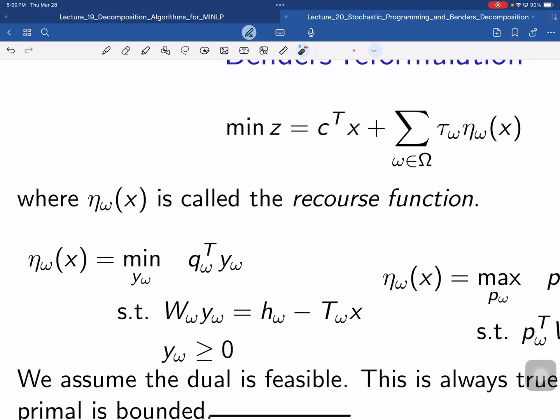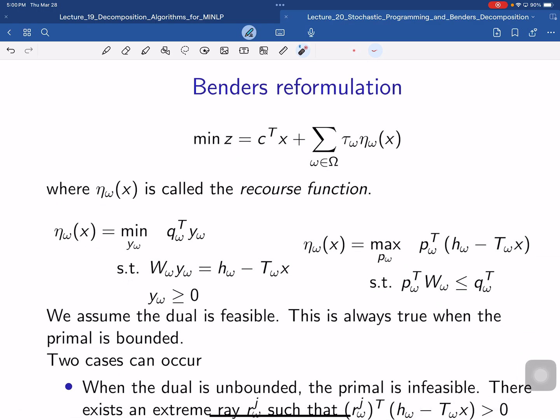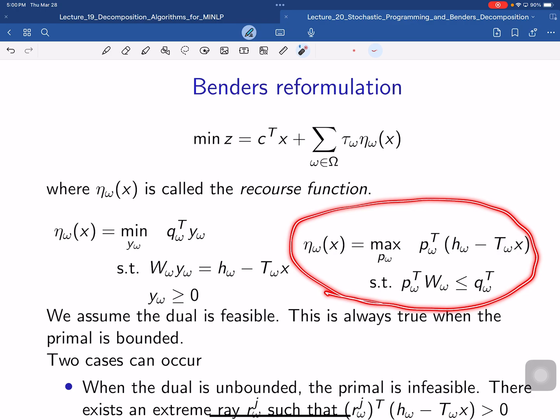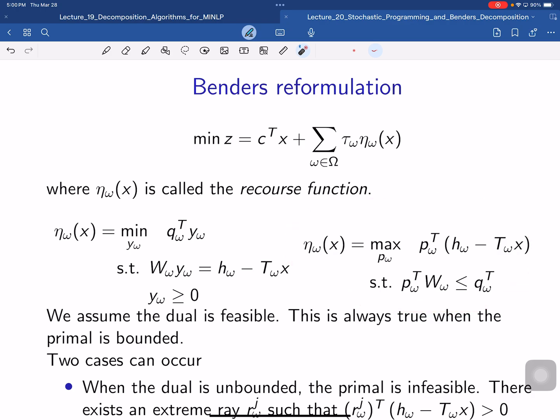And for a linear programming problem, I assume all the people are familiar with how to take the dual of a linear programming problem. So if you have this minimization problem, by strong duality of linear programming, it is equal to this maximization problem over the dual variable. The dual variable is p omega here. Okay, so far so good.